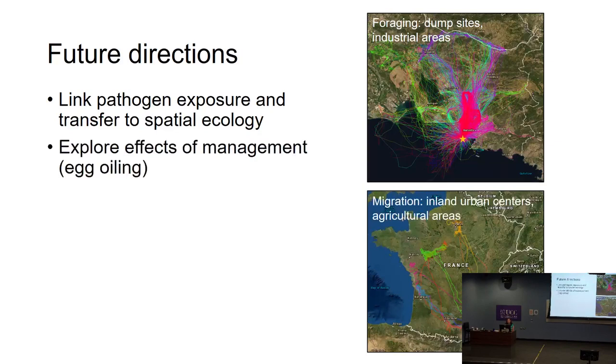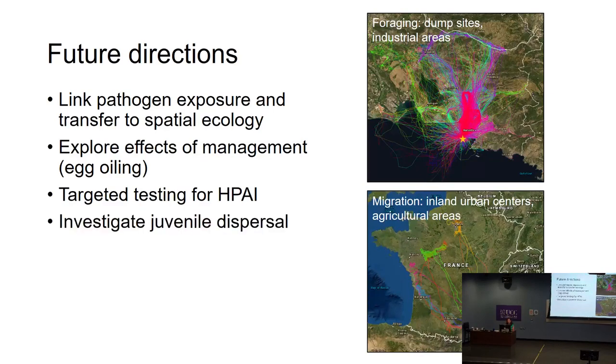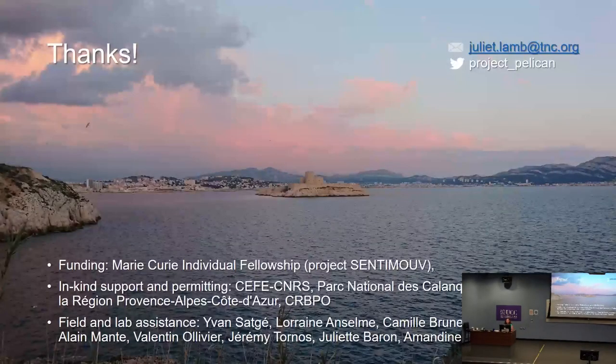We're interested in exploring effects of management and egg oiling on adult movements and therefore pathogen spread. We're interested in retroactively testing for highly pathogenic avian influenza in the samples we already have, and also in investigating juvenile dispersal in the future. So thanks to collaborators, and I'm not sure if I have any time left. I think I ran out the clock, but thank you very much for listening.